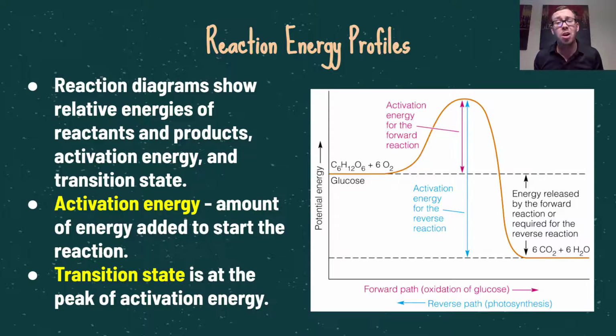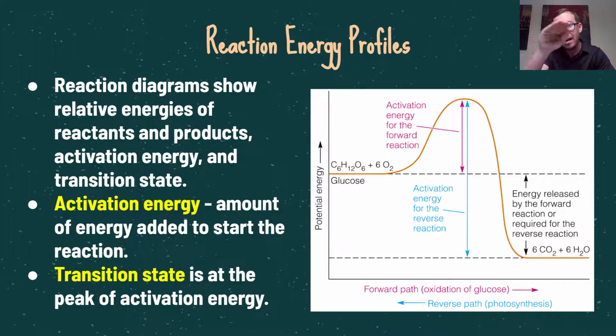The last thing I want to go through and talk about briefly is a reaction energy profile. If you remember from your biology classes or perhaps even previous chemistry classes, you've probably talked a little bit about these before. Reaction diagrams show relative energies of reactants and products, the activation energy, and the transition state itself. The activation energy is the amount of energy added to start the reaction. So notice the arrow in the graph that shows the activation energy. That arrow is drawn from where your reactants start to the peak of the graph. That is how much energy is required to put into the reactants in order for the reaction to take place.